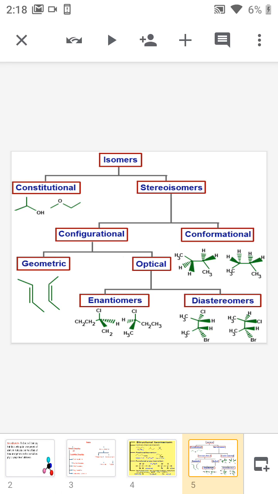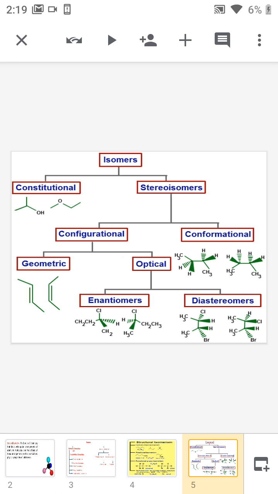Now, stereoisomers can be subdivided into configurational and conformational. As we discussed earlier, conformation is formed by the spatial arrangement of the atom or a group of atoms due to the free rotation of the sigma bond. And configuration means the three-dimensional arrangement of the atoms which is formed by the chemical bond breaking or making of a chemical bond in a chemical reaction.